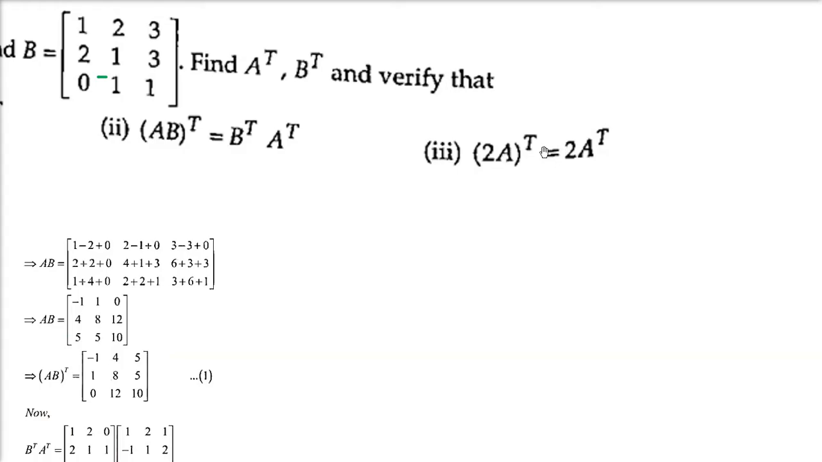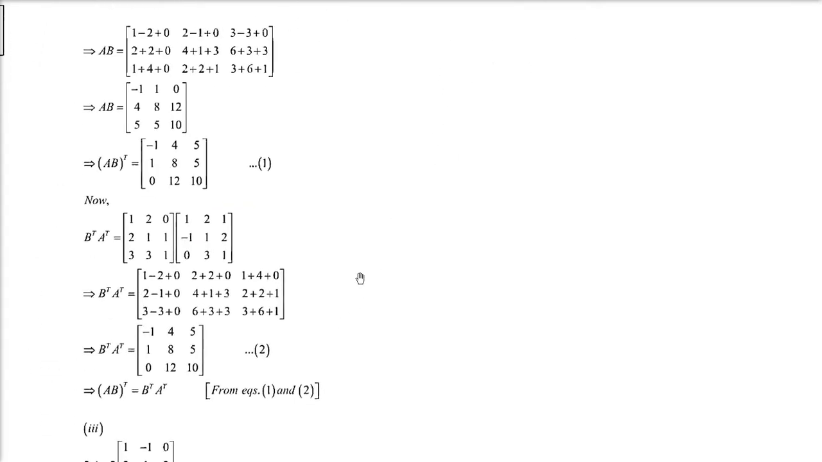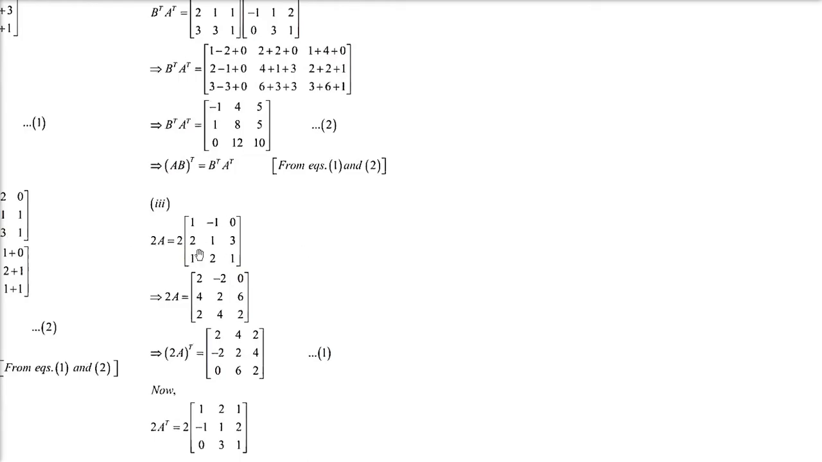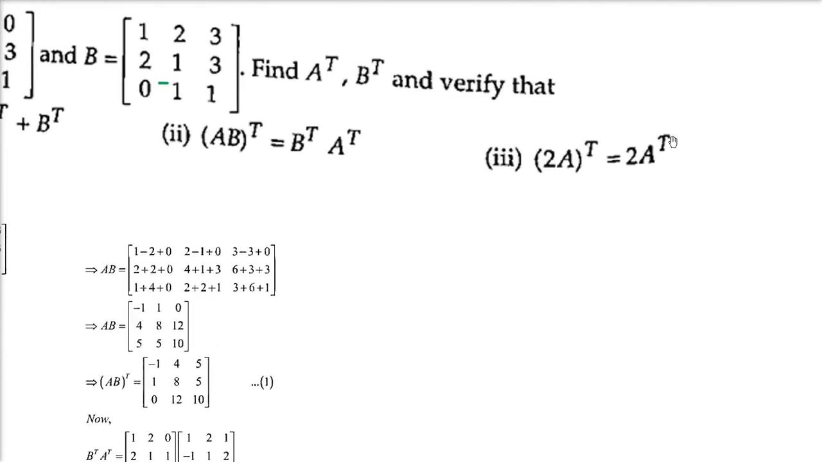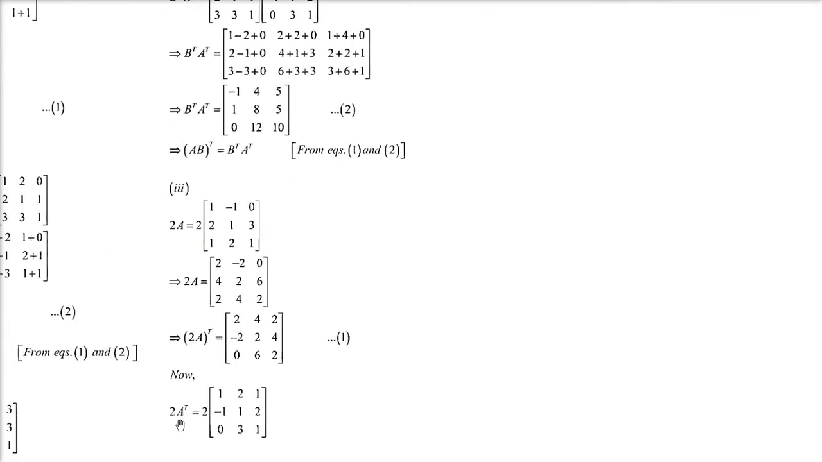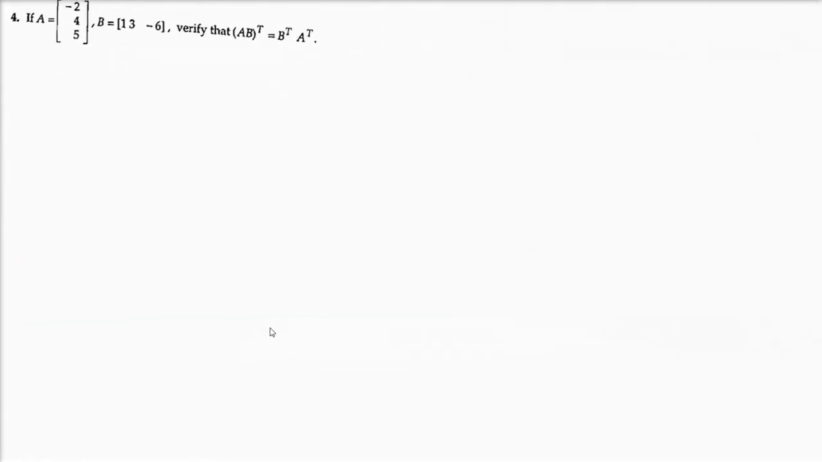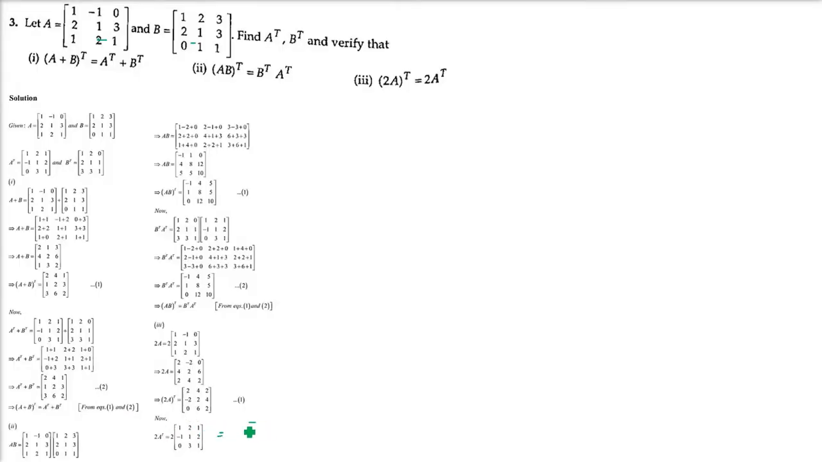Now 2A transpose equals 2 times A transpose. What you have to do, first you take the matrix, multiply it by 2, then you take the transpose, row to column. Now this A transpose, which we have already done, just multiply it with 2. And if you see, they are going to come the same. So I'm just multiplying it with 2: 2, 4, 2, and negative 2, 2, 4, 0, 6, 2. So they are going to be the same. 2A transpose equals 2 times A transpose.